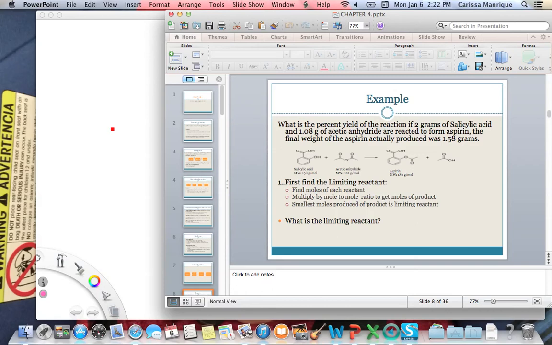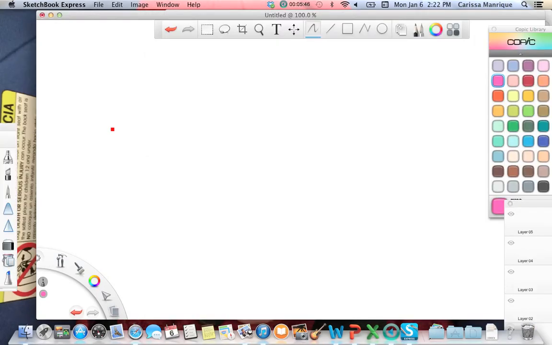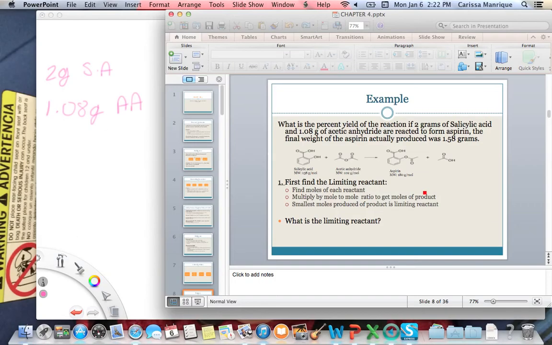So we have, let's see, 2 grams of salicylic acid, I'm just going to call it SA for salicylic acid, and 1.08 grams of acetic anhydride. And then I think it said the actual yield, I think it said 1.58, but let's look. 1.58 grams.